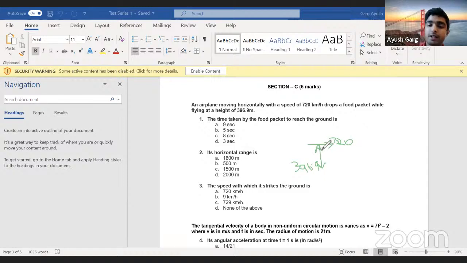What is the speed in the vertical direction when the packet is dropped? It's zero. Why? Because horizontally the aeroplane is moving. So along with the aeroplane, the food packet is also moving horizontally. So at the time of dropping, its initial velocity in the vertical direction is zero. Its initial velocity in the horizontal direction is 720. Okay.